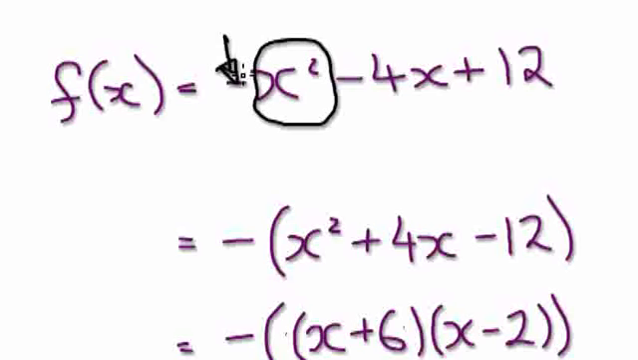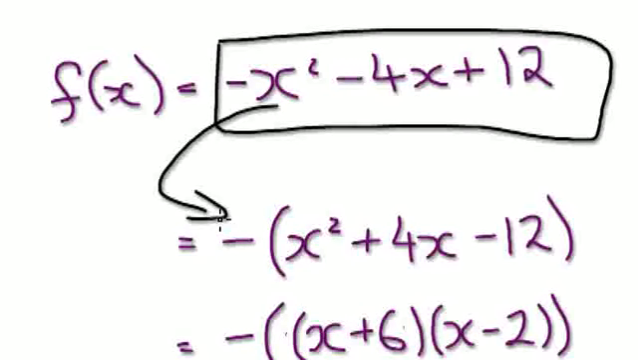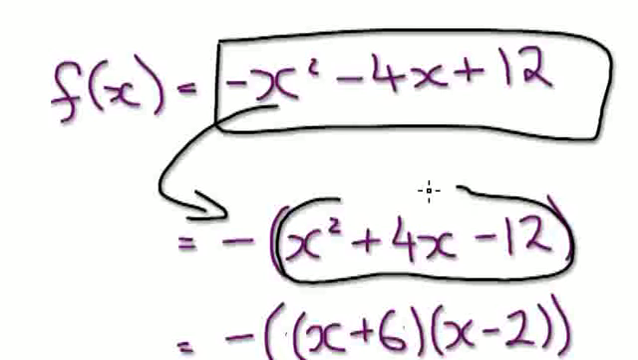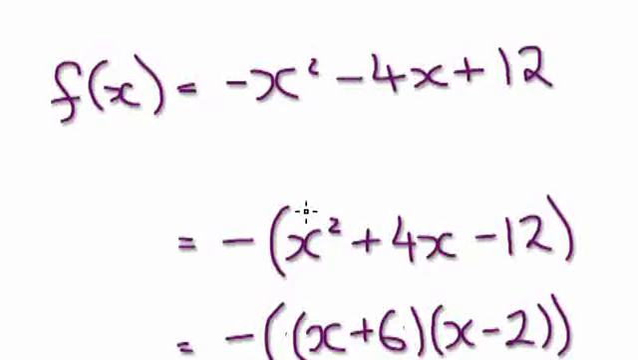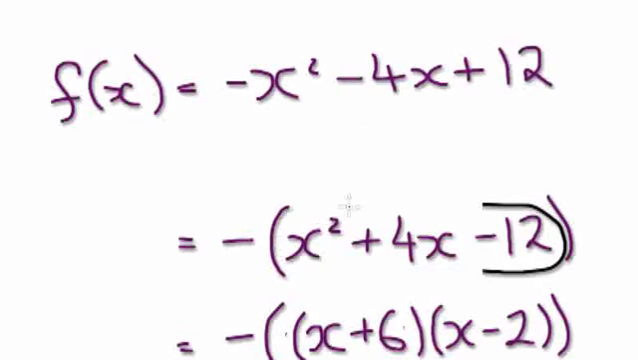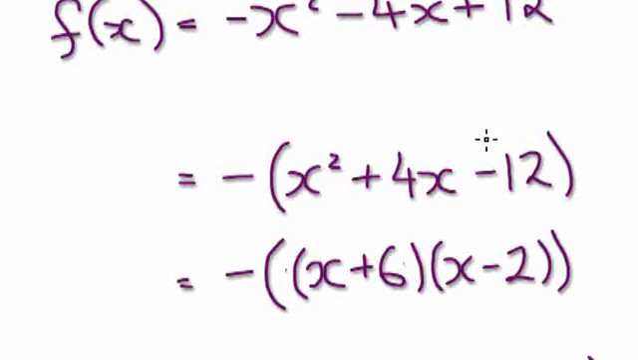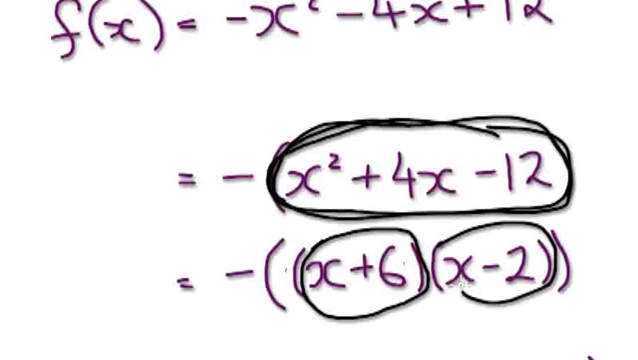So we would factor out this minus here. Then it becomes this. You see what's inside here, the x squared is positive, so we are good with working with x squared being positive, which is what we're used to. Then just concentrate on what's in the brackets here.